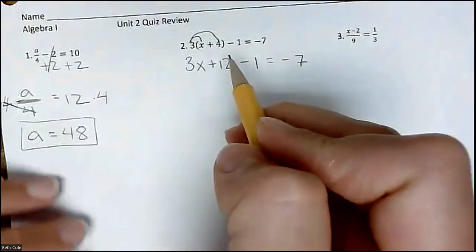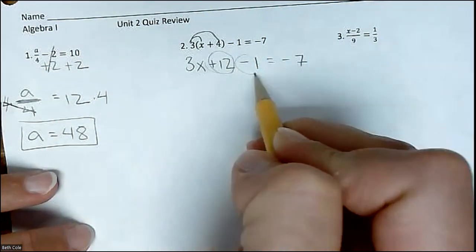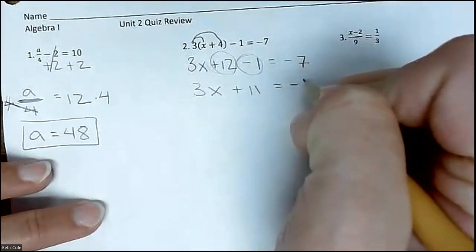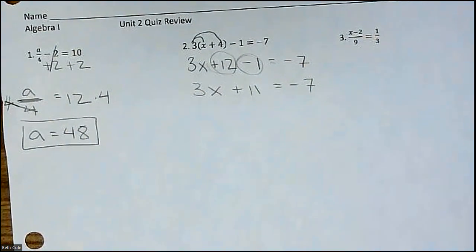Now you're going to do like terms. 12 minus 1 is 11. If you get something that's really long, you have to do the like terms together first. That was the most common mistake I was seeing last time when you guys were doing your Delta Math. If you get something that's really long, put the like terms together. You guys with me there? 12 minus 1 is 11. Okay. Then what?